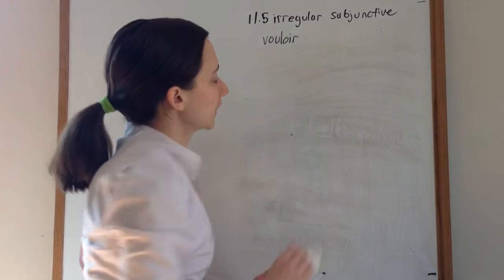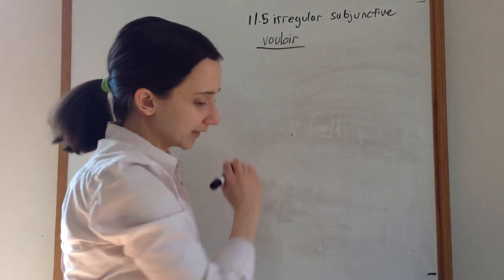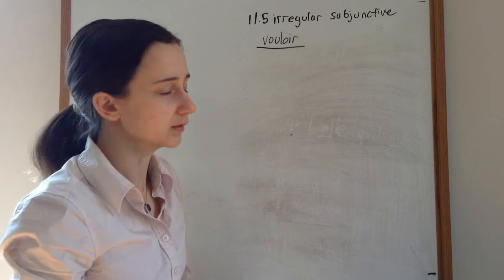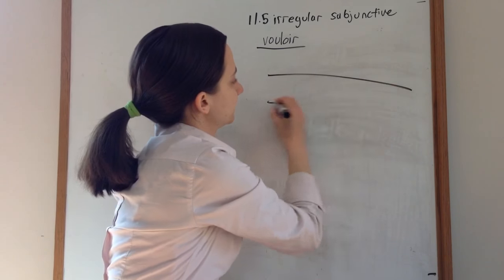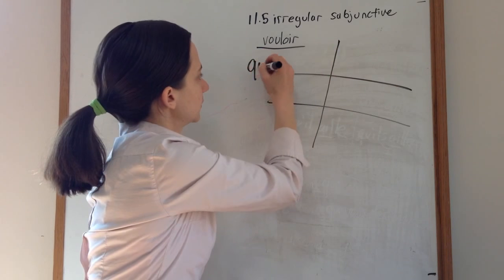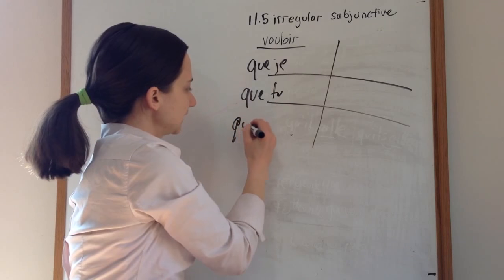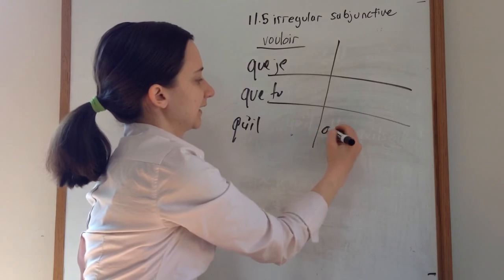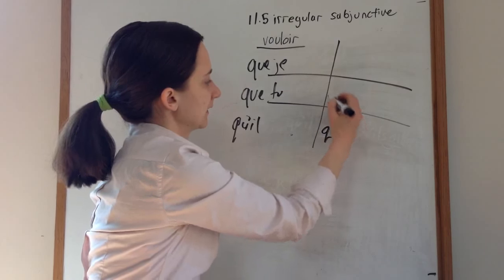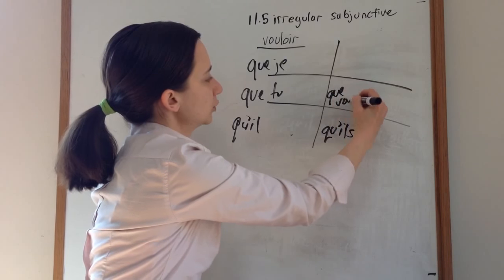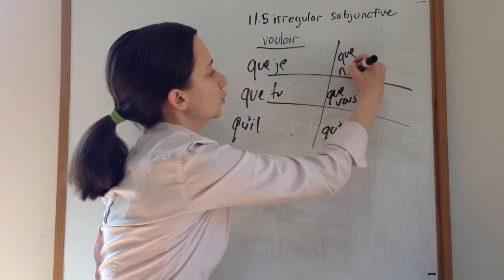So we have AI. Vouloir, also weird. Que je, que tu, qu'il, que vous, que nous.